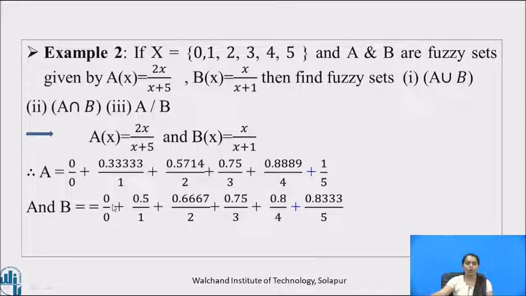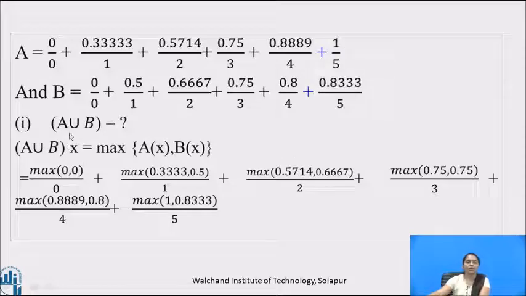and for set B we need to calculate the fuzzy set similarly. For x equal to 0, B of x is 0, for x is equal to 1, B of x is 0.5, for x is equal to 2, B of x is 0.6667 plus, for x is equal to 3, B of x is 0.75 plus, for x is equal to 4, B of x is 0.8 and plus, for x is equal to 5, B of x is 0.8333. Now let us calculate the required values.